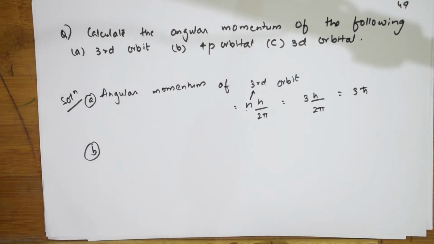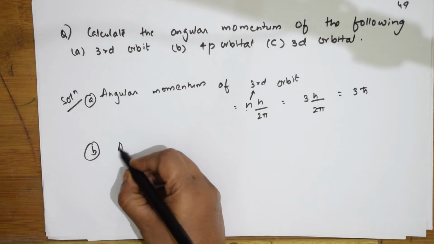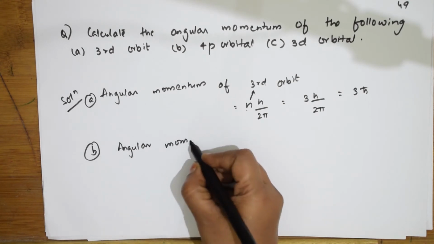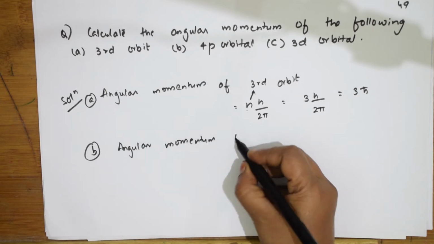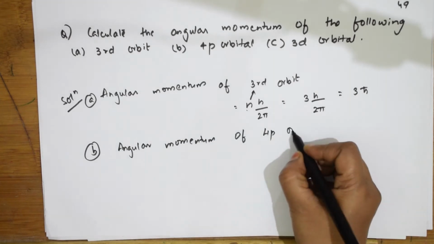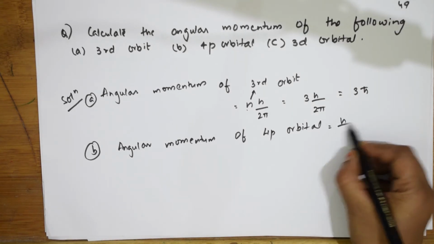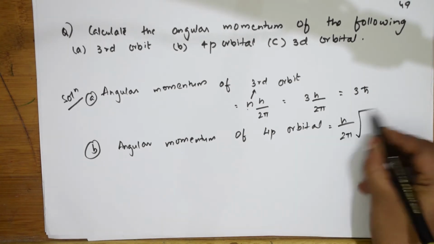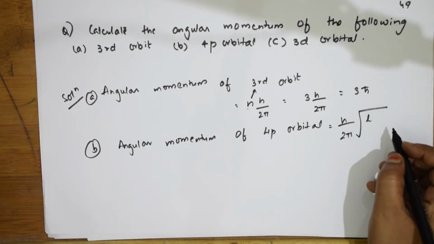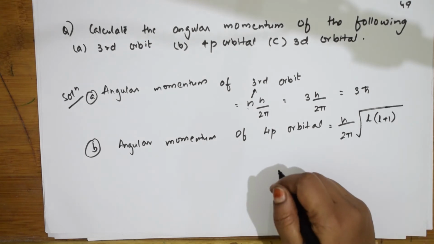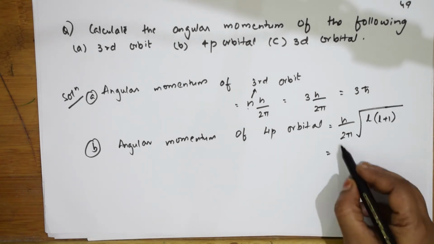Yes. So let us do the second part. Angular momentum of 4p orbital. I need to calculate 4p. So this is orbit, this is orbital. For the orbital, we have a formula, isn't it? That is h by 2 pi into root of l into l plus 1. This is the formula which we have.